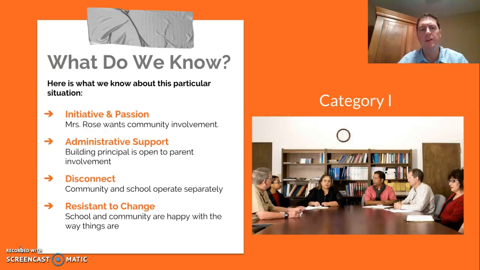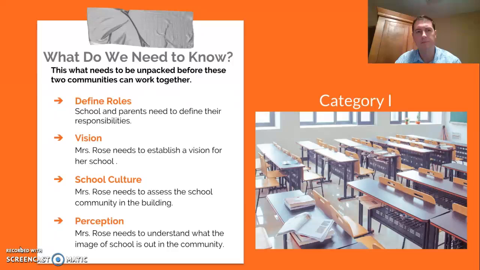So, what do we know? Well, we know that Mrs. Rose has initiative and passion. She wants the community to be involved. We also know that the building principal is open to having parent involvement, but it just has to be the right moment. There seems to be some disconnect between the community and the school, and they seem to operate separately. And there seems to be also some resistance to change. Everyone's kind of happy the way things are operating.